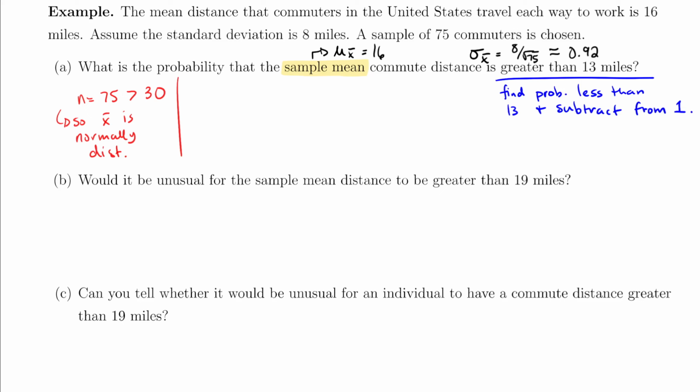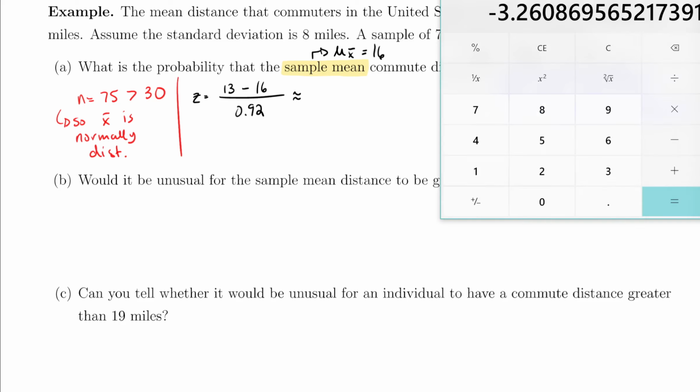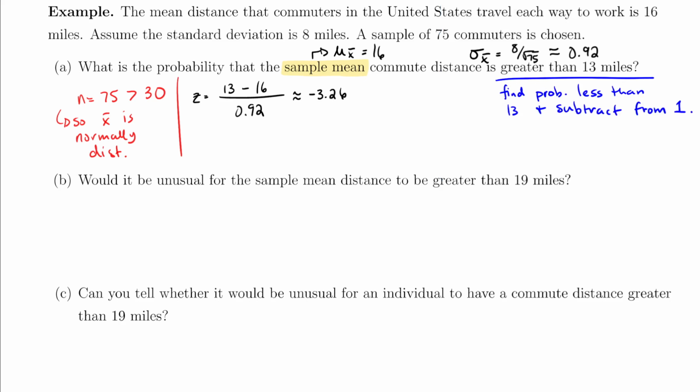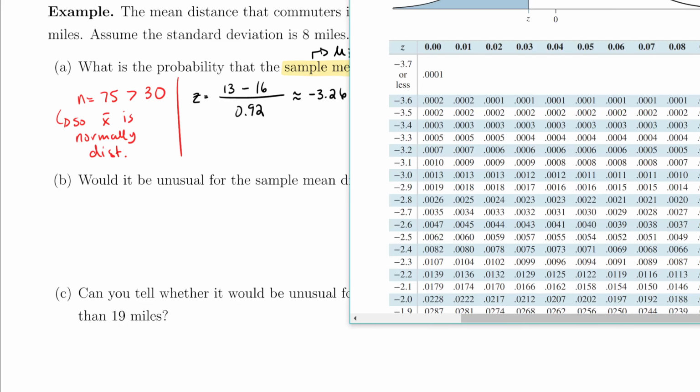With this, we can now find our z-score for the value 13. So it'll be 13 minus our mu sub x bar of 16 divided by our sigma sub x bar of 0.92. Round that to 2 decimal places. And we get negative 3.26. Now that's my z-score. Let's go to the chart.